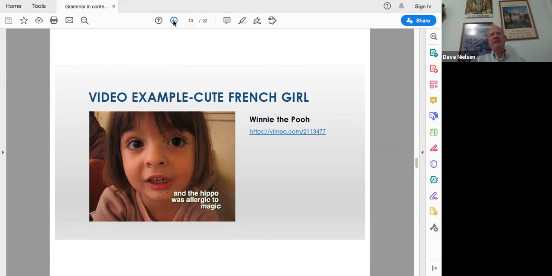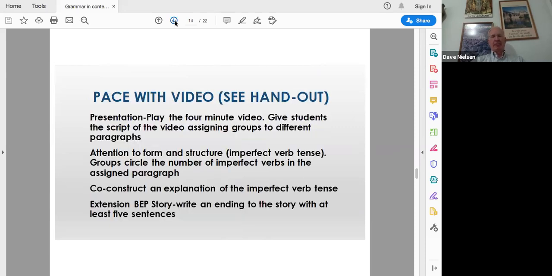And so then the students in your class would identify, the presentation would be, you would play that video first, but then they would identify the structure and the grammar that was used, such as the imperfect verb tense, and groups would circle the number of imperfect verbs in the assigned paragraph. The teacher would give each group a different paragraph. Then they would co-construct an explanation of the imperfect verb tense in their groups and how that was formed, and then be able to come back together as a class and identify how the imperfect verb tense was used.